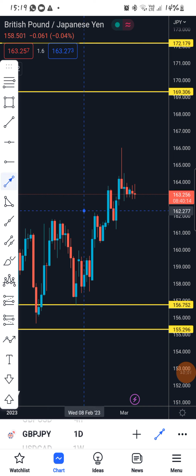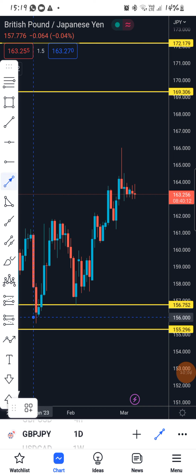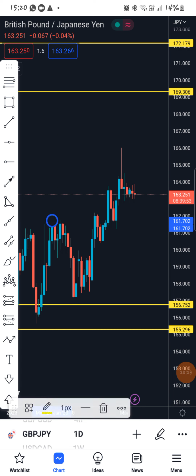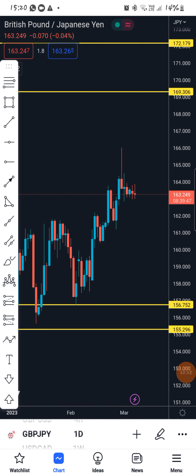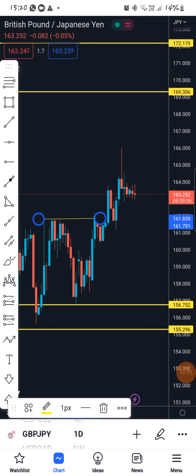Okay, let me try to use this. So it moved from here all the way up here, and then it went back down here. And then what happened when it came back to this area again? It broke that area. So if I can put a line like this, let me just use this one. I want to indicate where it just broke, so that you can see that the market really broke this area and went all the way up.